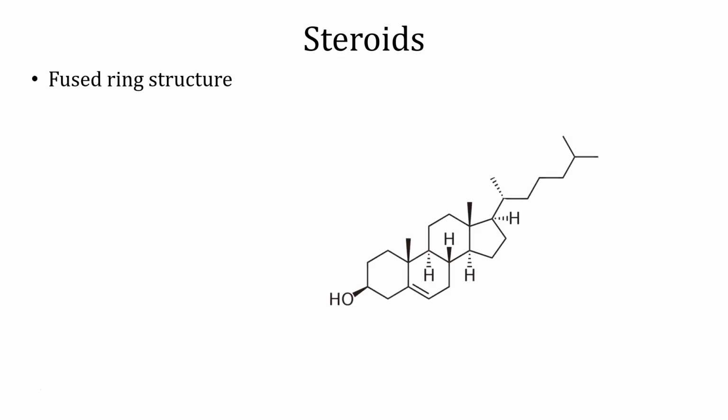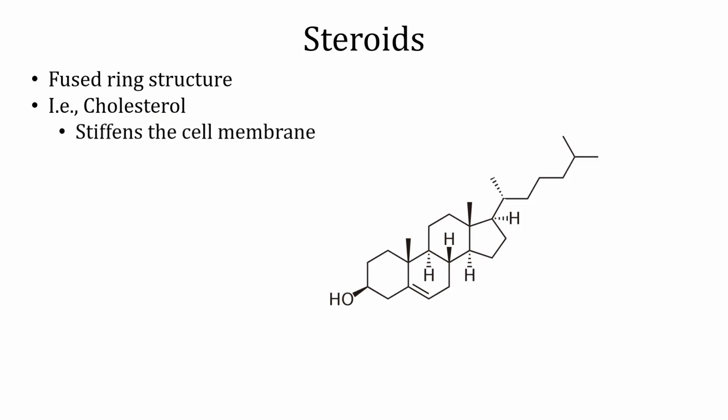Okay, the last one here on our list for lipids is steroids. Steroids are interesting because they have kind of a ring structure to them. So this is a picture of a steroid, and you can see that there's a carbon ring attached to another carbon ring, so they've got this interesting fused ring structure. A really good example of a steroid is this molecule called cholesterol, and that's actually what you're seeing there in the picture. Cholesterol does a few things.